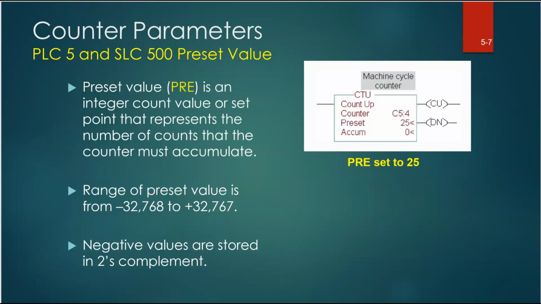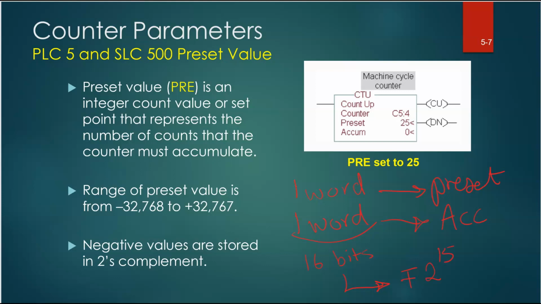The other 2 parameters that we need to talk about are preset and accumulator value. Both of them, both preset value and your accumulator value, use one word to be described. So you have one word for your preset value, and then you have another word for your accumulator value. One word means 16 bits, and if you want to describe a positive and negative value with 16 bits, the maximum you can describe is going to be 2 to the power of 15.